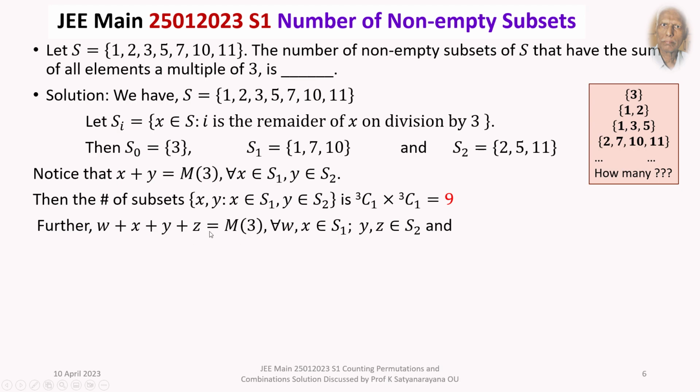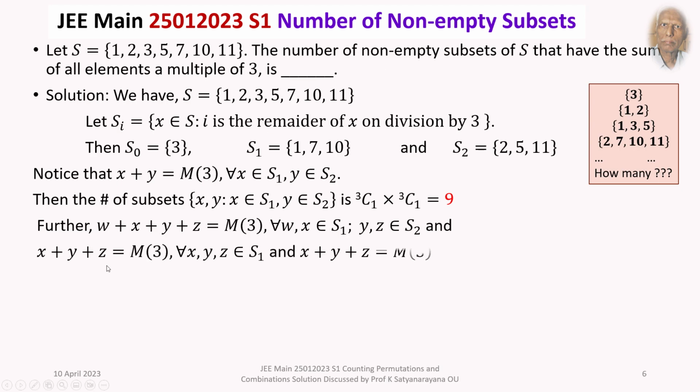So that means you have to choose 2 elements from S1. That means out of 3 elements, you choose 2 elements. That means 3C2 multiplied by 3C2. And 3C2 multiplied by 3C2 is again 3C1 multiplied by 3C1, which is 9.